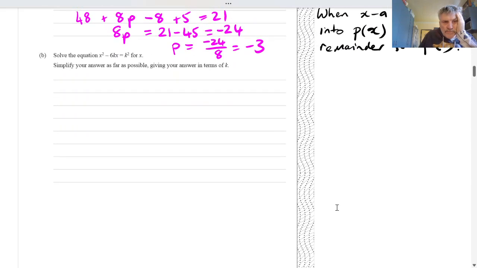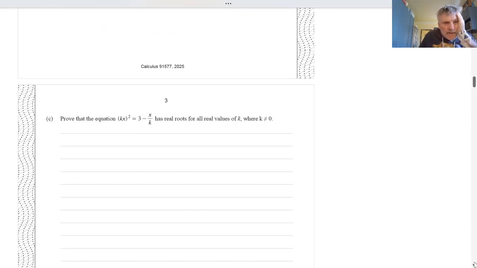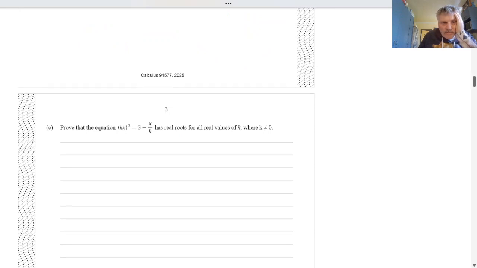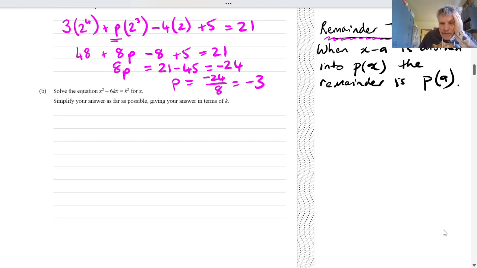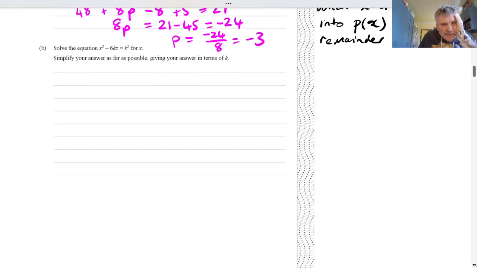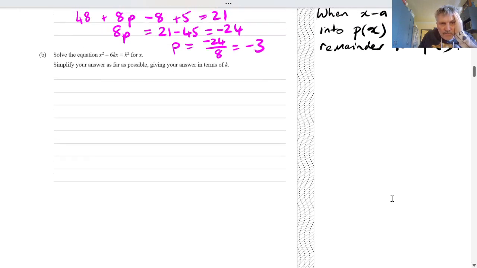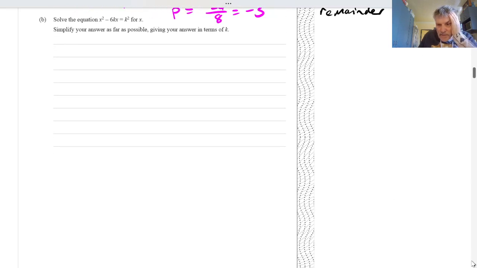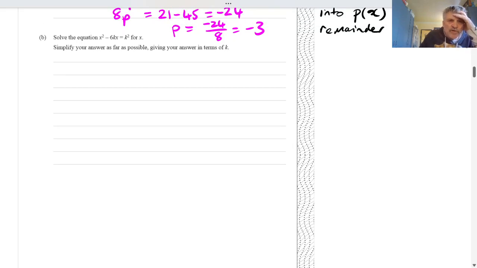Question B. This wants me to do C, but let's get up here somewhere. Having trouble lining this up. Solve the equation x squared minus 6kx equals k squared for x. This is just a quadratic.